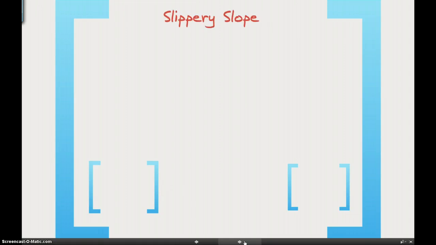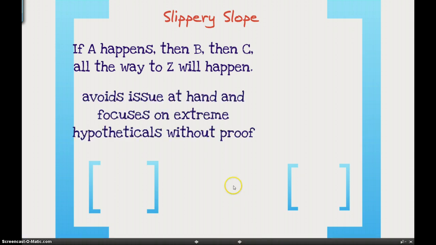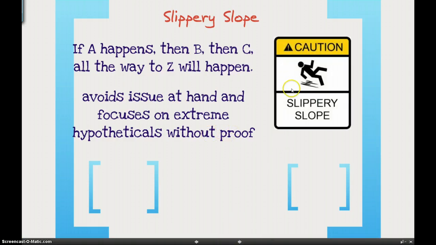Moving on from there, we have slippery slope. This is kind of a difficult one. Slippery slope is the idea that if A happens, if a certain event happens, then B, C, all the way till Z will happen. So this is the idea that you start with one thing and then something else, all the way to the worst possible conclusion. The problem with this is that it avoids the specific issue you're talking about and focuses on extreme hypothetical situations without really backing it up. So it's a slippery slope because you start with one thing and it slides all the way to the end.